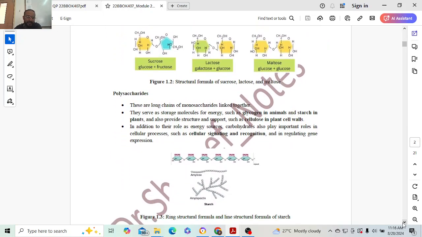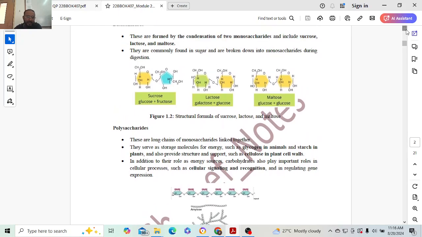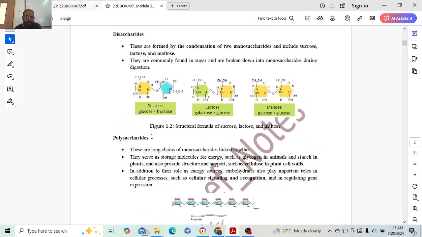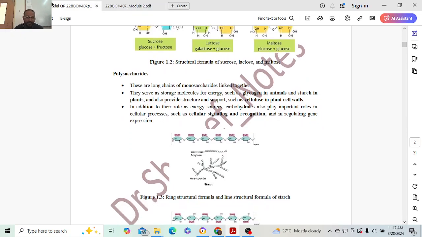It's very simple. Monosaccharides have one saccharide, and disaccharides have 2 saccharides, like glucose and fructose. You combine them, you will have 2. And if you combine many, you will get the polysaccharide. That's it, as simple as that. So like that you can explain. Till here, if you explain, you will get the 5 marks.